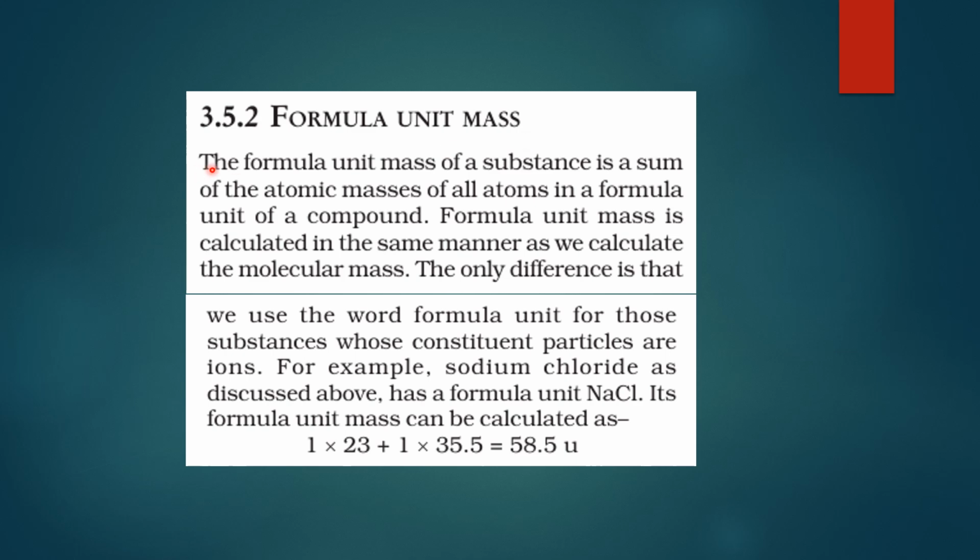Next comes the concept of formula unit mass. ठीक है? Formula unit mass of a substance is a sum of the atomic masses of all the atoms in a formula unit of a compound. Okay? It is calculated in the same manner as we calculate molecular mass. Okay? The difference is that we use the word formula unit for those substances whose constituent particles are ions. ये वर्ड हम यूज करेंगे उन कंपाउंड्स के लिए जिसमें कॉन्स्टिट्यूएंट आयंस के फॉर्म में एग्जिस्ट करते हैं. जैसे फॉर एग्जांपल NaCl. NaCl सोडियम क्लोराइड जो होता है दैट इज Na+ एंड Cl-. ओके, ये आयंस प्रेजेंट होते हैं इसके अंदर.